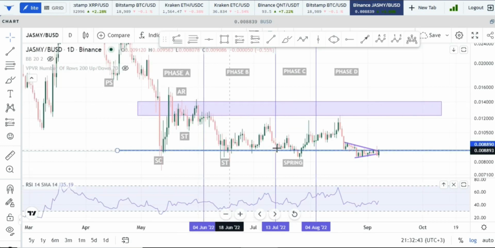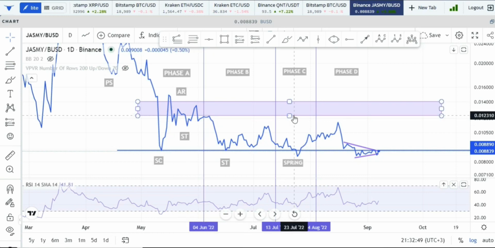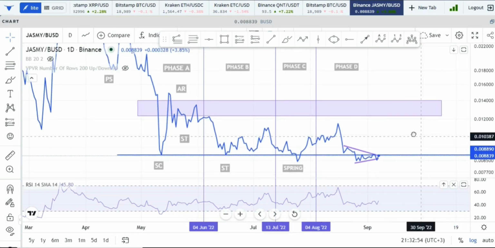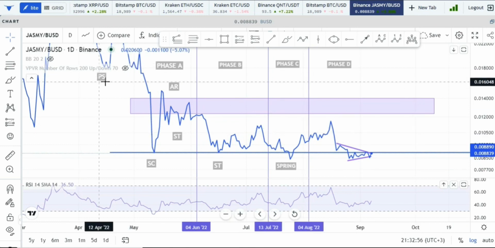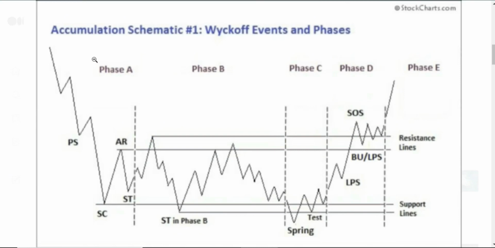So here we have the JASMY price chart on a daily time frame. I'm just going to go ahead and make this price chart more of a line, right? So it's much clearer for our analysis of the Wyckoff accumulation structure right here. You can see that we have this preliminary support. But before I do that, let me actually show you what the structure is supposed to be. So this is the Wyckoff accumulation schematic right here. We have the preliminary support right here, obviously capitulation, selling climax, automatic rally, secondary test, whatever, all those things, right?